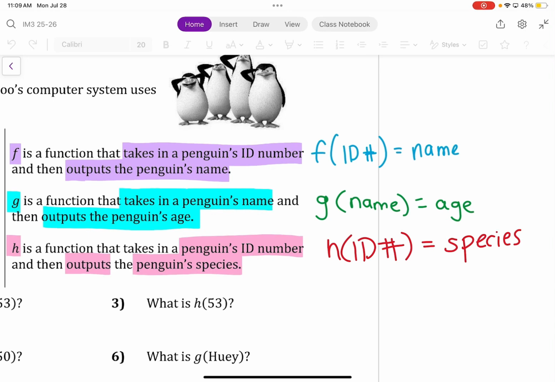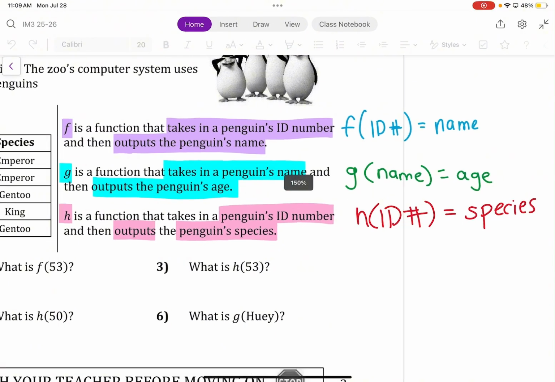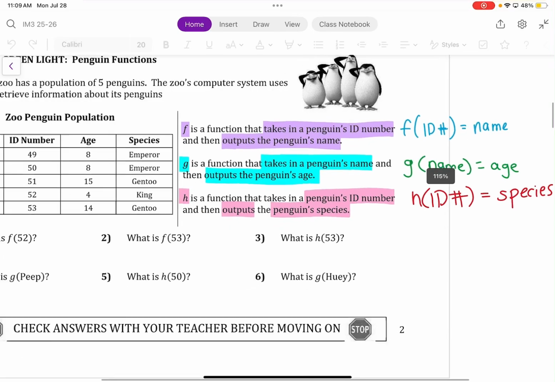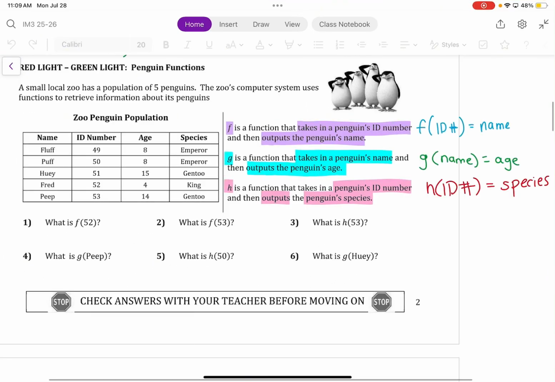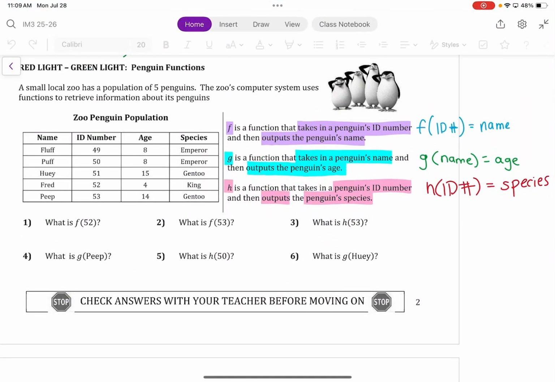So what I want you to do in the next 5 minutes is, given that table and what you know about these three functions, you and your team are going to answer questions 1 through 6. Let's take 4 to 5 minutes to answer questions 1 through 6. You can go ahead and begin. I'll be walking around. If you have any questions?